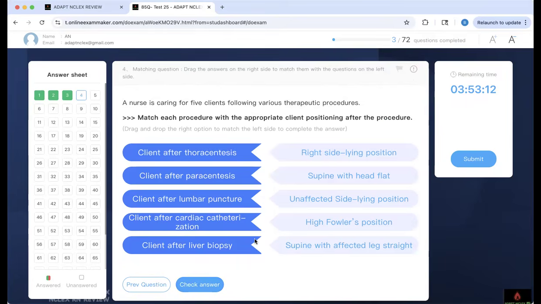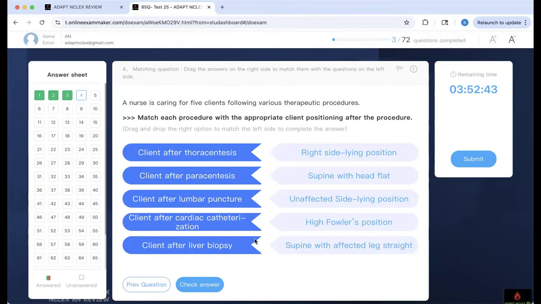Same thing, it's a safety question. You know it. It's in the form of prioritization and arrangement. Just pay attention to the keyword. That's all. Match each procedure with the appropriate client position after the procedure. This is caring for 5 clients following various therapeutic procedures. After those procedures, how do you position them? This is a safety question.